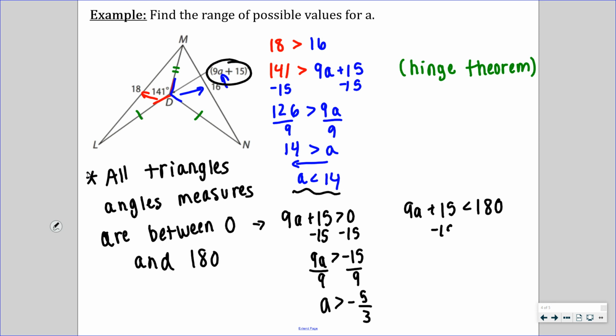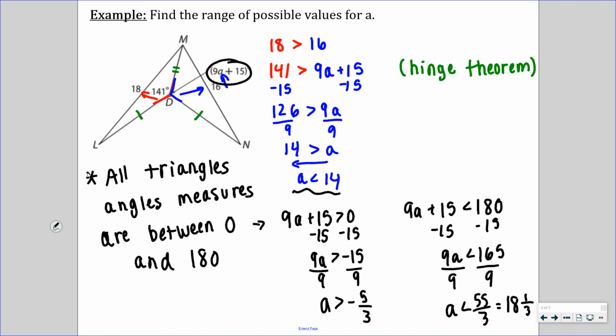All right, let's solve this one quick. Okay, I wrote this as an improper fraction. What is this as a mixed number? 18 1/3 is 54/3. Okay. A has to be greater than -5/3, less than 18 1/3.